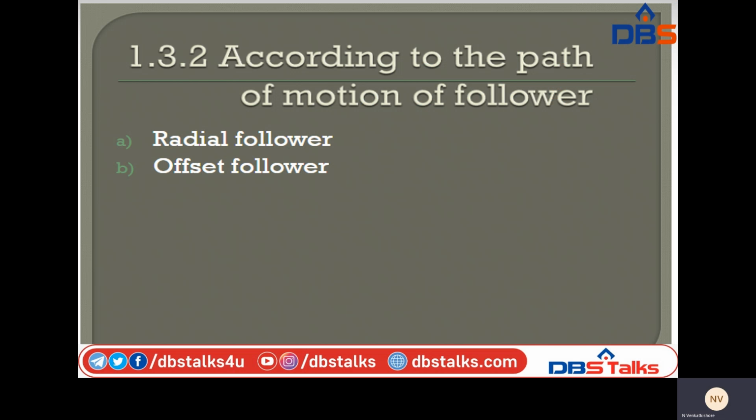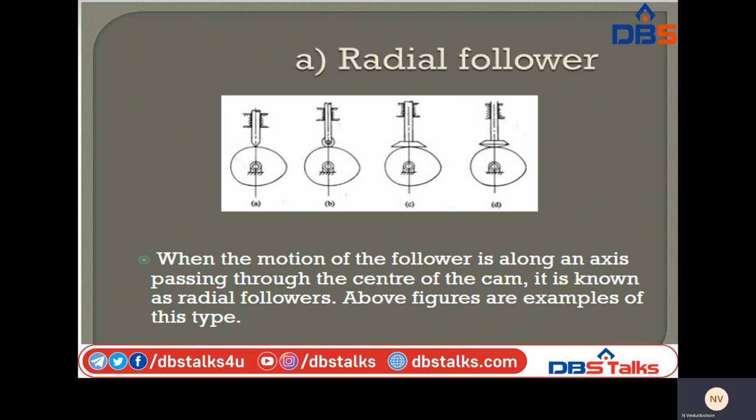Then coming to the next one, according to the path of motion of the follower. According to the motion means reciprocating, rotating or oscillating, and according to the path, there is a path of rotation, meaning radial path and offset follower. Then we will discuss here the radial follower.